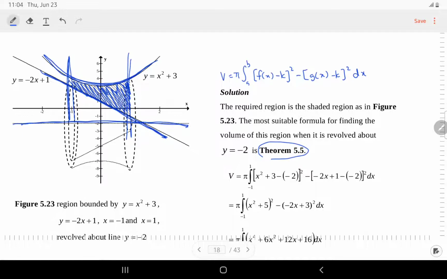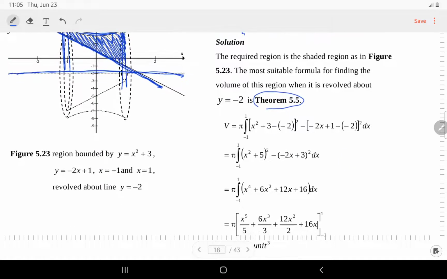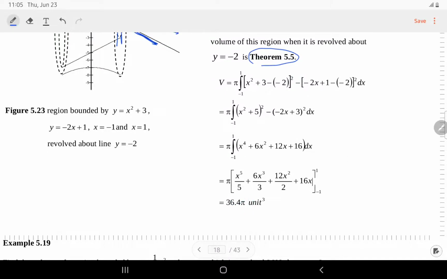So macam mana nak selesaikan? Selesaikan dalam bracket ni dulu. So dekat sini akan jadi x square plus 3 plus 2 equals x square plus 5. Negative 2x plus 1 plus 2. So akan jadi negative 2x plus 3. Sini square kan? Sini square kan? Barulah tolak kan? Okay, so akan dapat yang ni, integrate, dan ini jawapan dia.